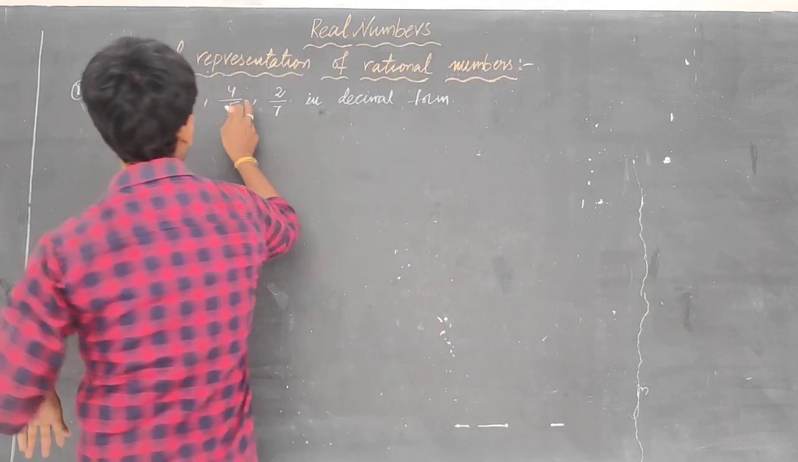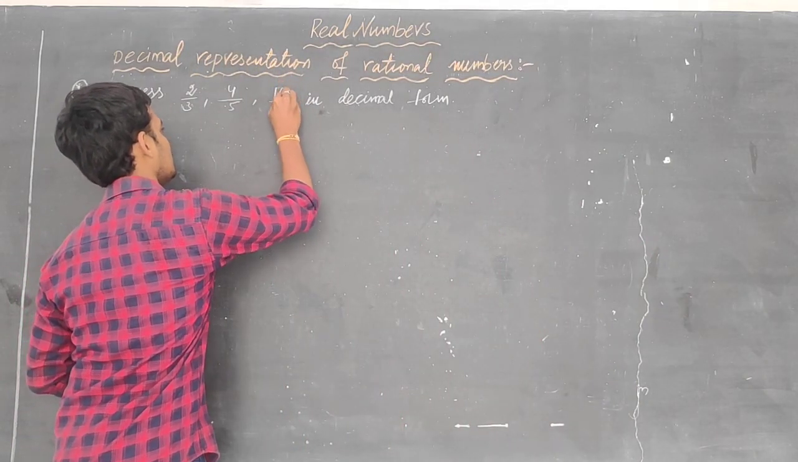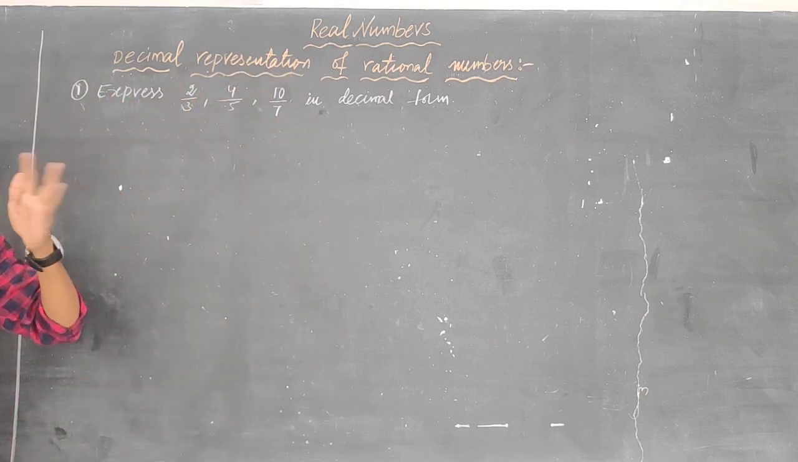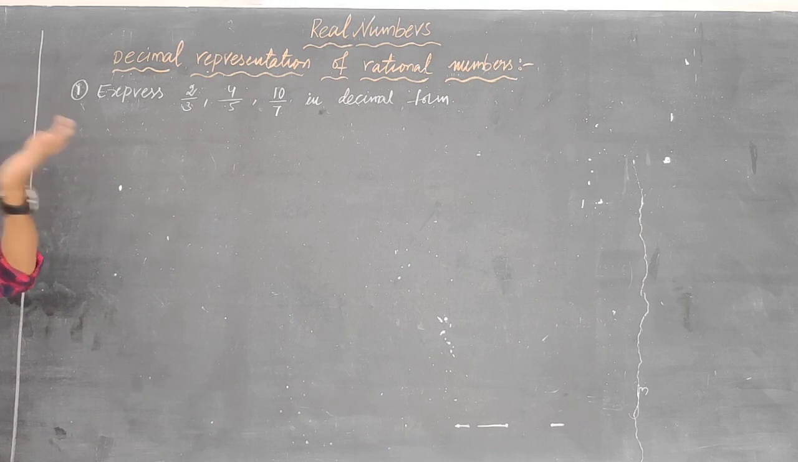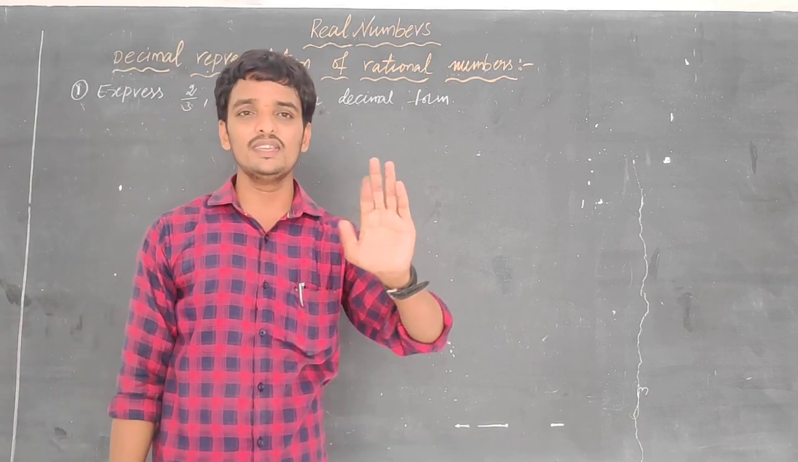I am giving two equal numbers, that's why I am changing the third number. The third number is 10 by 7. I am just changing it because two are the same number, so I am giving you a different number. So they are giving three numbers. We can change them into the form of decimals by using division.